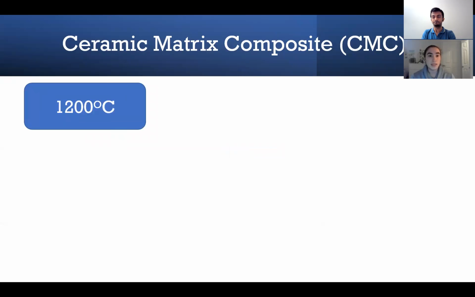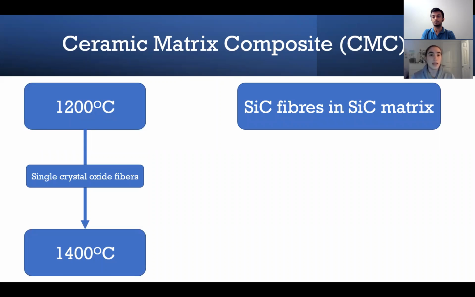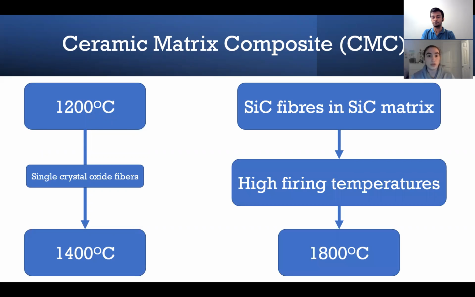So CMCs are ceramic matrix composites where you have ceramic fibers embedded in matrices of ceramic materials. They're processed between 1200 to 1400 Celsius. And this allows them to retain their strength at temperatures up to and over 1800 Celsius. Given that current nickel-based superalloys max out around 1100 Celsius, this is a huge improvement.